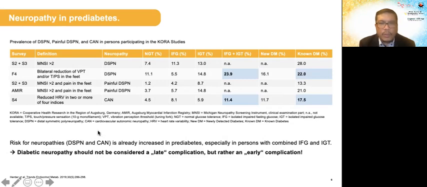So the risk for neuropathies, diabetic sensory polyneuropathy and cardiovascular autonomic neuropathy, is already increased in pre-diabetes, especially in persons with combined IFG, or impaired fasting glycemia, and IGT, or impaired glucose tolerance, as you can see in this illustration. And the numbers are fairly similar to those of patients already with known diabetes mellitus. So diabetic neuropathy should not be considered a late complication, but rather an early complication of type 2 diabetes.